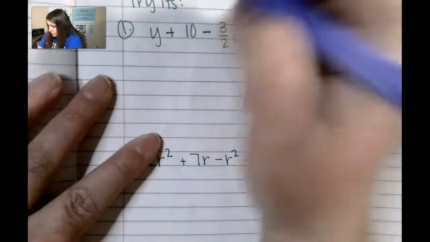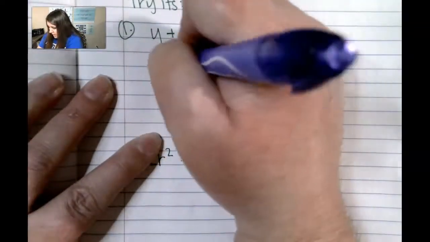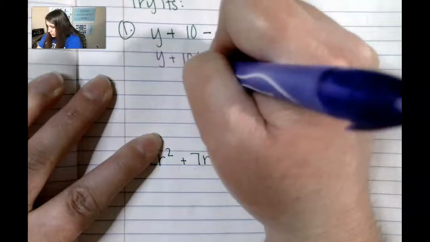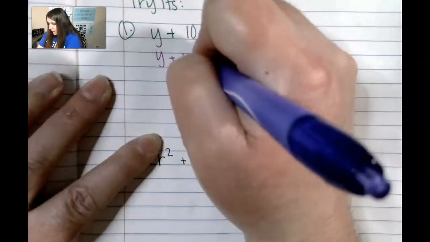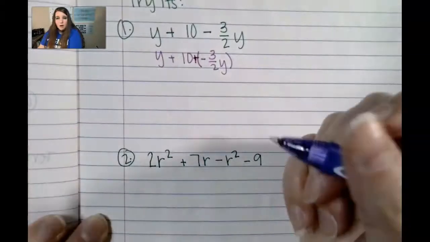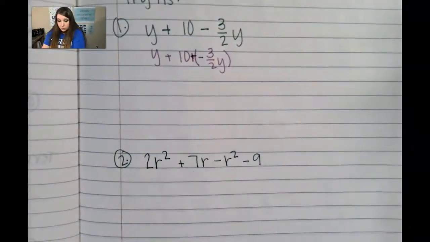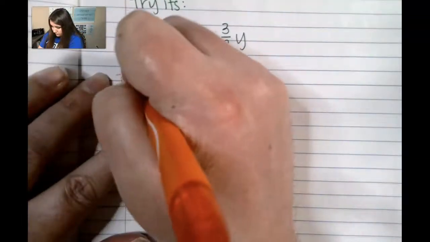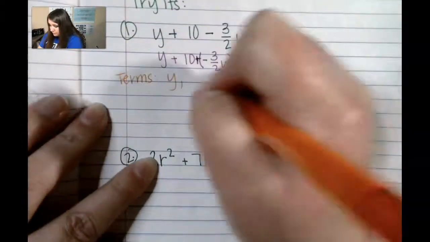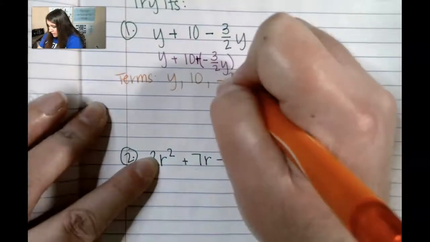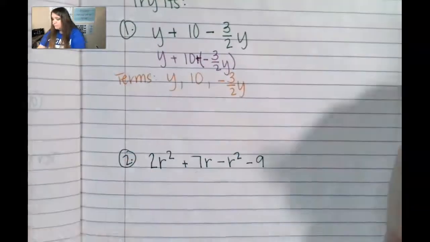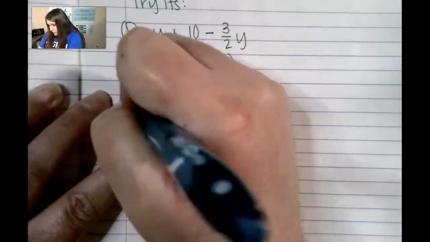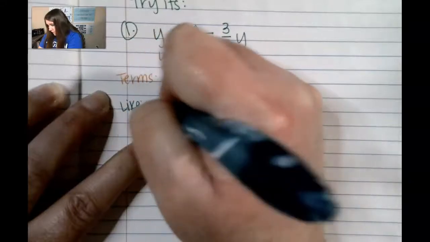I have y plus 10, and I'm going to add negative 3 over 2y. Okay, so I need to add this in there. Now we're going to list out the terms. So our terms: we have a y, we have a 10, and we have a negative 3 over 2y. Those are the terms.